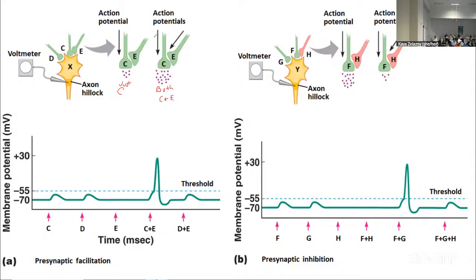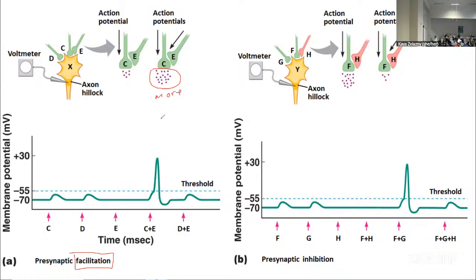All right, so here's an action potential coming down C. Here's an action potential coming down E. So you can see that when C and E fire at the same time, we end up with more neurotransmitter released. So that's why this is facilitation, right? Facilitation is all about the fact that we made it easier to release more neurotransmitter.